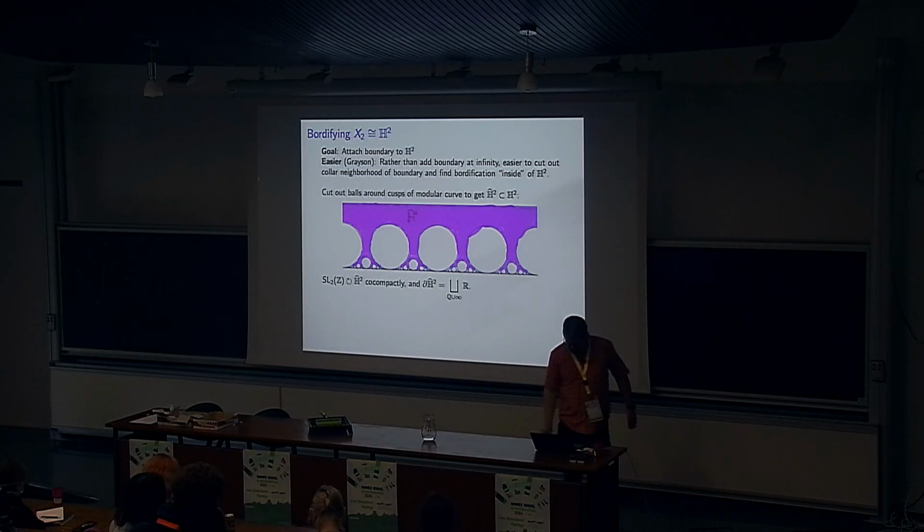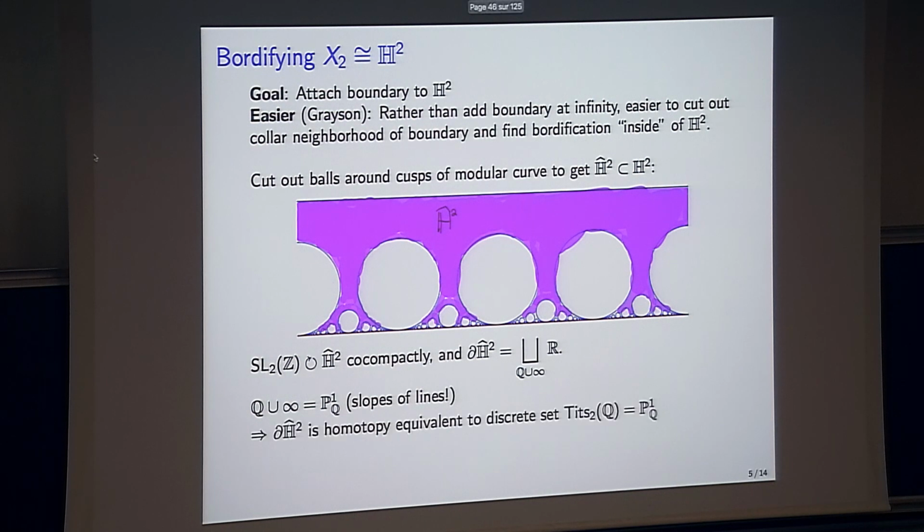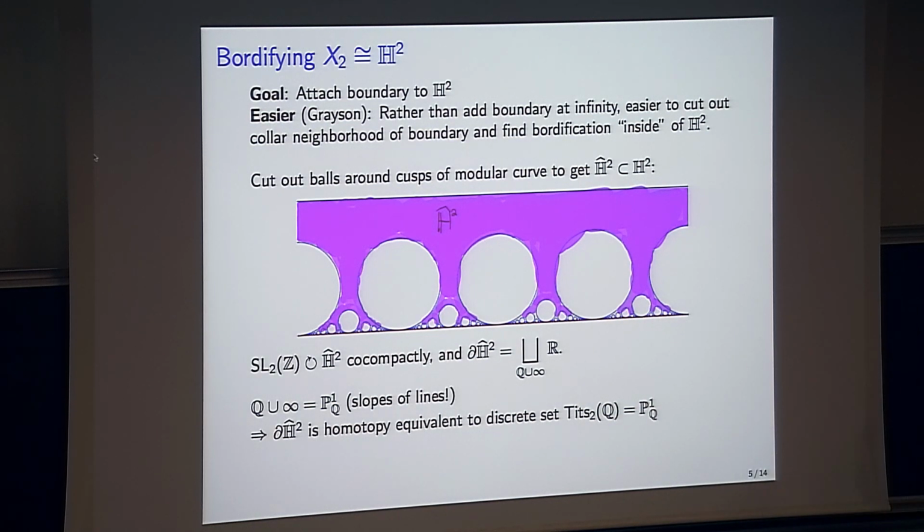So you have all those things right there, but now what is Q union the point at infinity? That's another name for projective space, P^1 of Q, because every line inside Q^2 is determined by its slope, right? And the slope can be any rational number or infinity, if the slope is 1/0. And so therefore we see that the boundary of this sort of bordified space is homotopy equivalent to the discrete set of lines inside P^1 of Q, because each of these real lines right there is really a point from the viewpoint of topology, right? They're contractible.